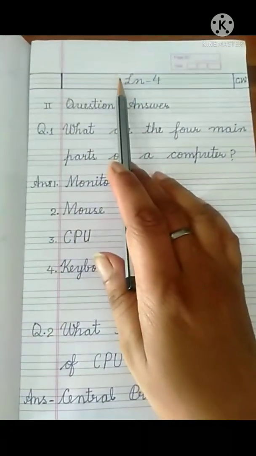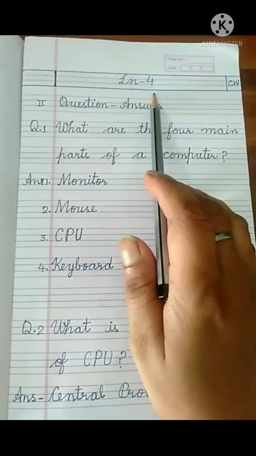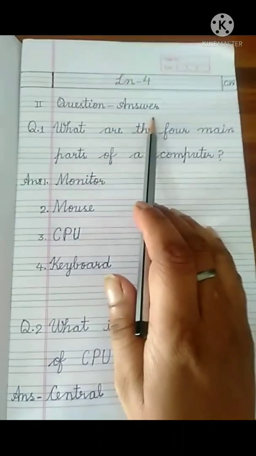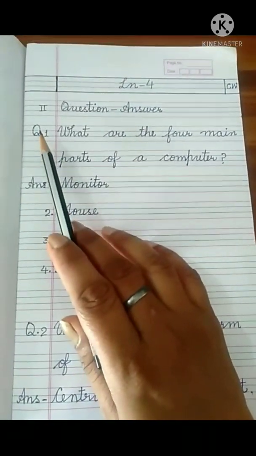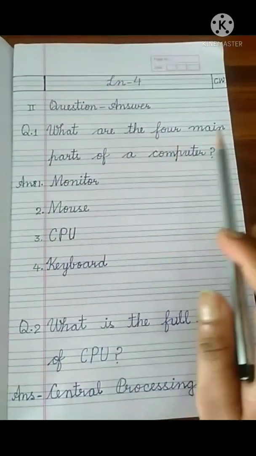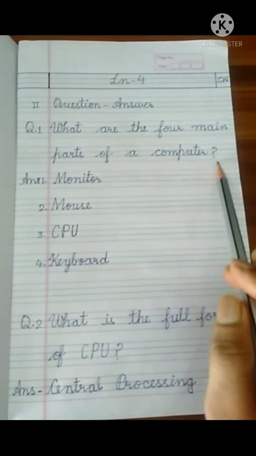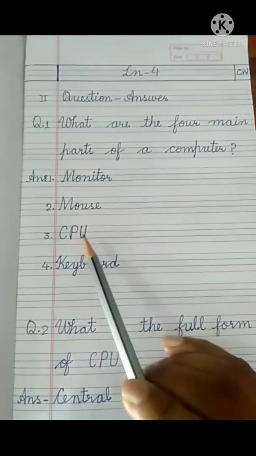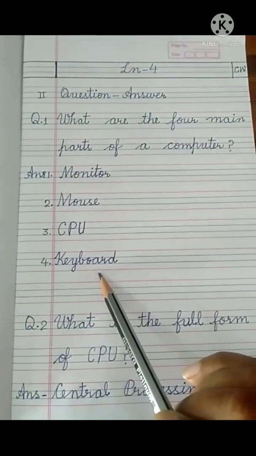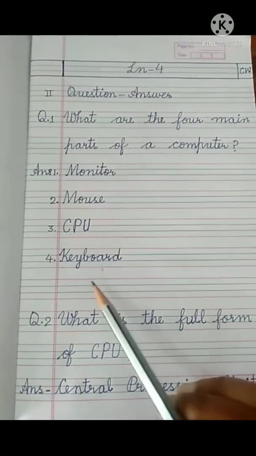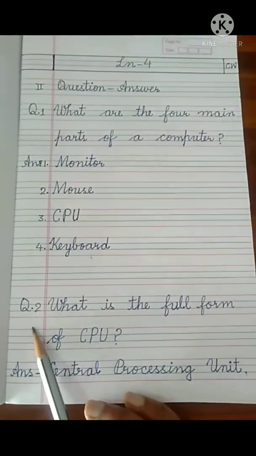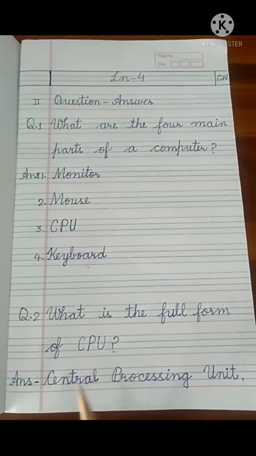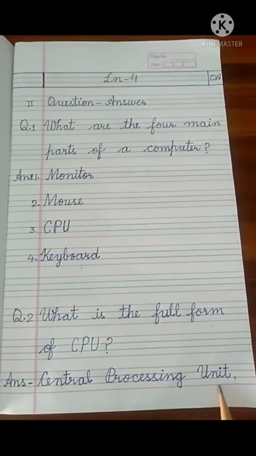So you have to make a one line headline and write lesson 4 CW. And second, question answer. Question number 1. What are the 4 main parts of a computer? Put a question mark. Answer, monitor, mouse, CPU and keyboard. And after, you have to leave one line. Then start question number 2. What is the full form of CPU? Answer, Central Processing Unit.